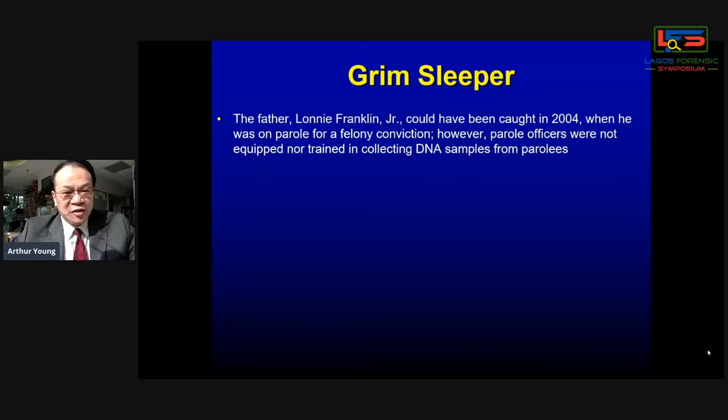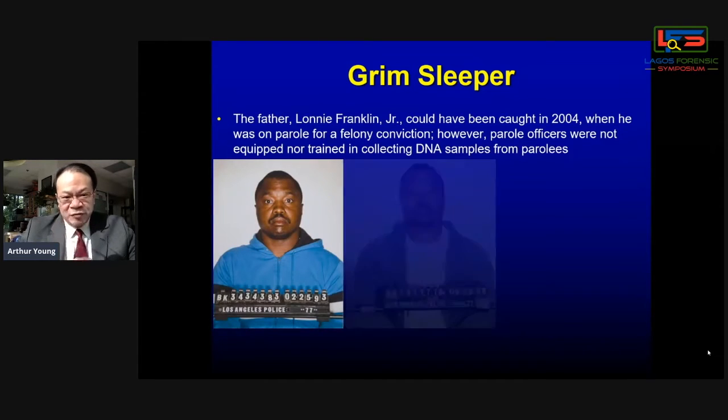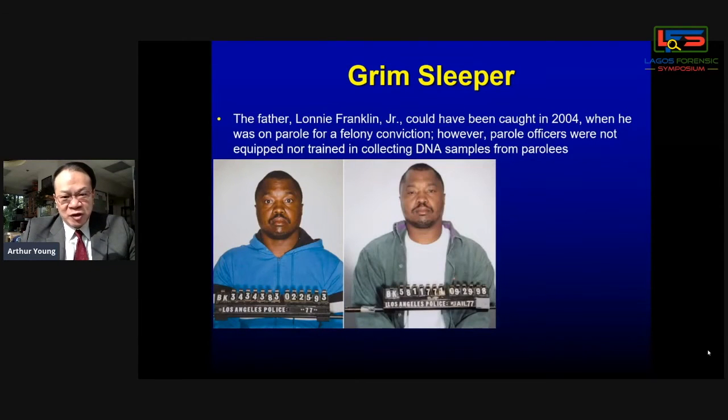However, he could have been caught in 2004 when he was on parole for a felony conviction. However, parole officers were not equipped or trained in collecting DNA samples from parolees at that time. Even though Mr. Franklin had numerous run-ins with the law.